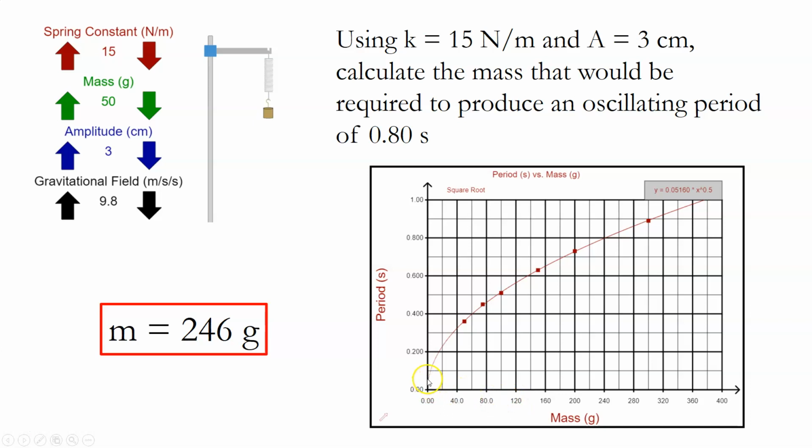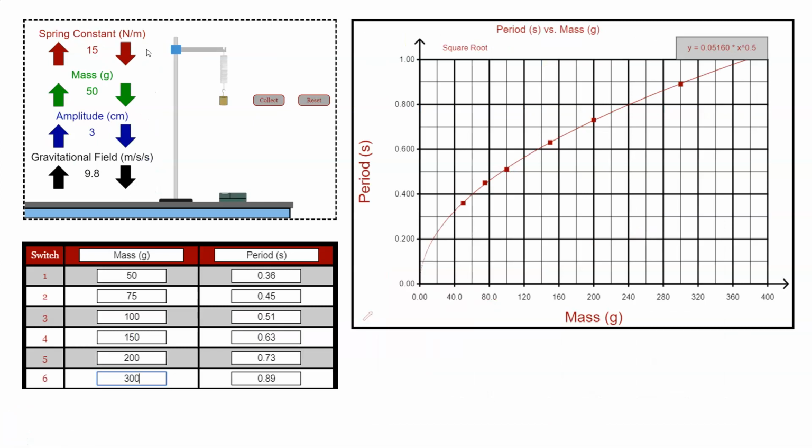If I wanted a period of 0.8, it looks like I would need a mass of a little bit over 246 grams. Now the big question for us is, what if we had done this differently? What if we changed mass as our independent variable, but had a different set of constants here? We're not going to change this, like I said, but what if we did it with a different spring constant, different amplitude? Would this number change, and would this number change?